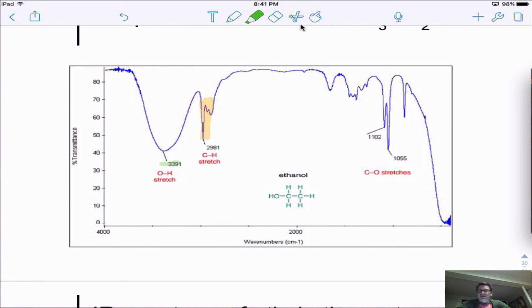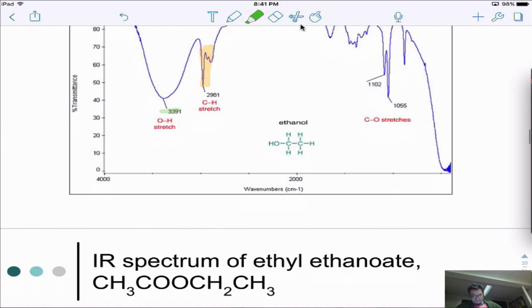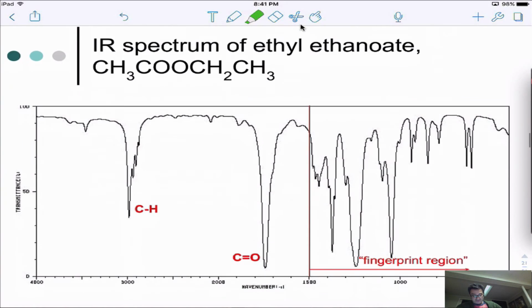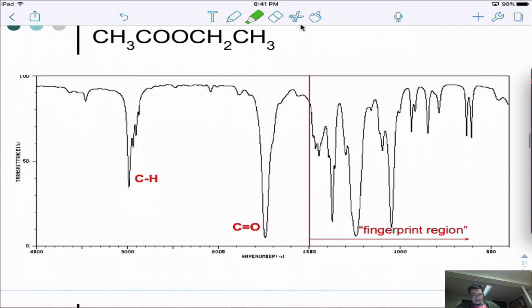If we were given ethanol and we did an IR spec on it, we would have something that looked like this, and then we would be comparing it to known molecules. Okay, so here's another IR spec, and you can take a look at this and compare it, and we could talk about this one in class tomorrow.